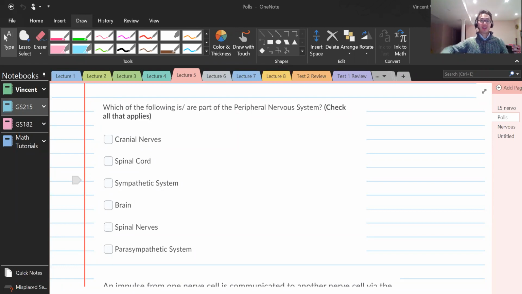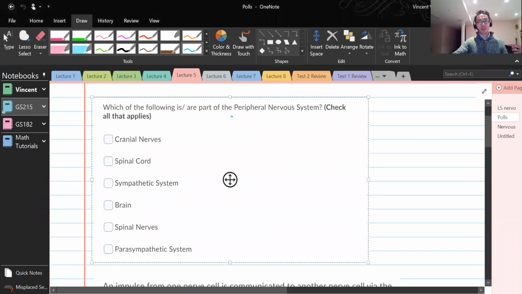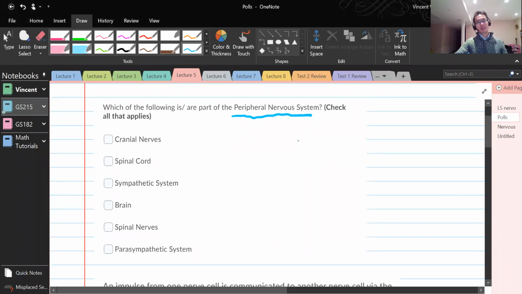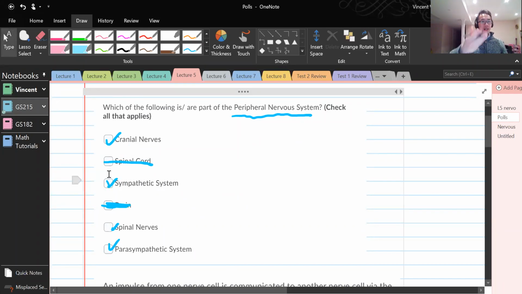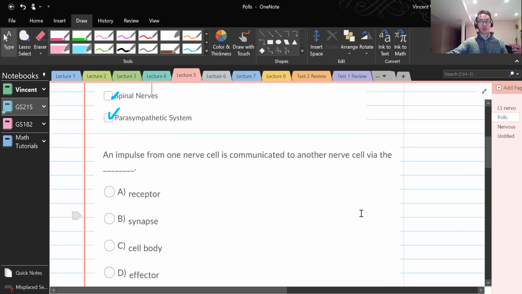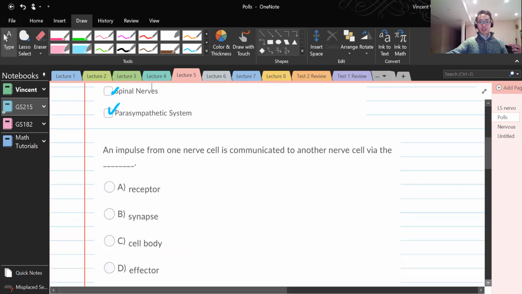Okay, so what's the answer? You're looking for PNS. So anything that does not say spinal cord or brain. We cross out the brain, we cross out the spinal cord. Everything else is good. Nobody chose the spinal cord and nobody chose the brain. Excellent. Okay, everything else is the answer. Good, good, good. Okay, next one.